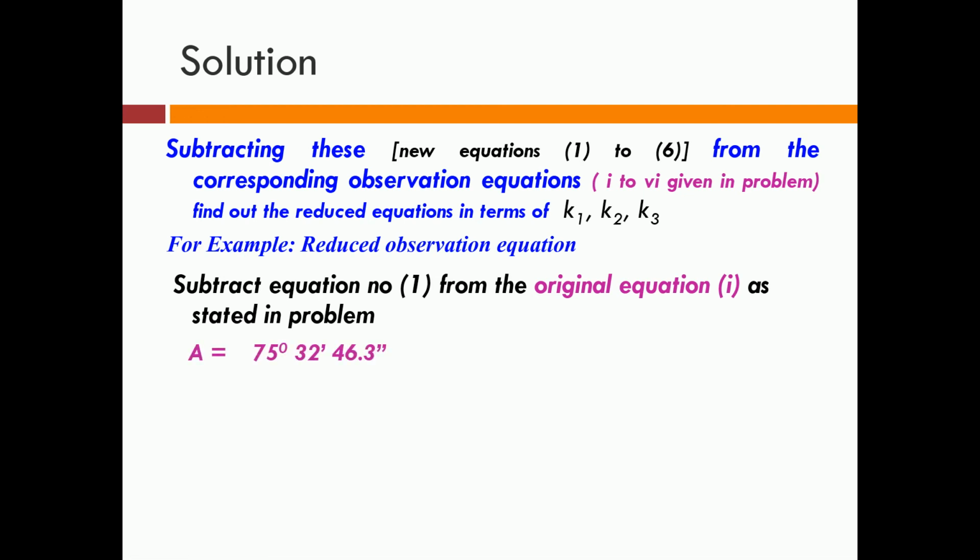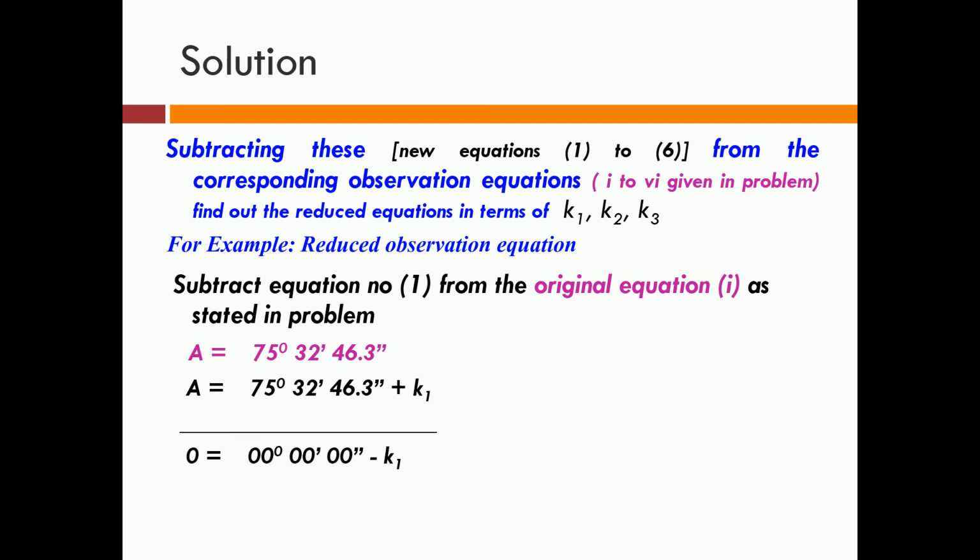So this is our original equation: A is equal to 75 degree 32 minutes 46.3 seconds, and this new equation where the K is there: A is equal to 75 degree 32 minutes 46.3 seconds plus K1. If we subtract this, then the result is this. Therefore we can write K1 is equal to 0. Remember, whatever the weight of the first original equation, the same weight is to be assigned to the reduced equations in the form of K1. So, I am getting K1 is equal to 0 with weight 3.